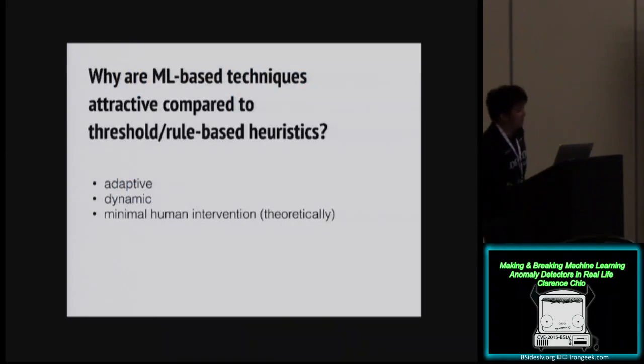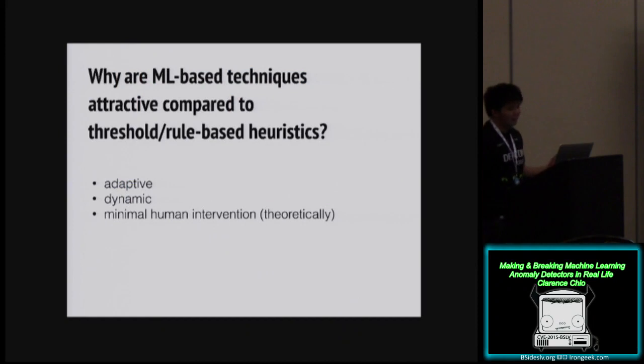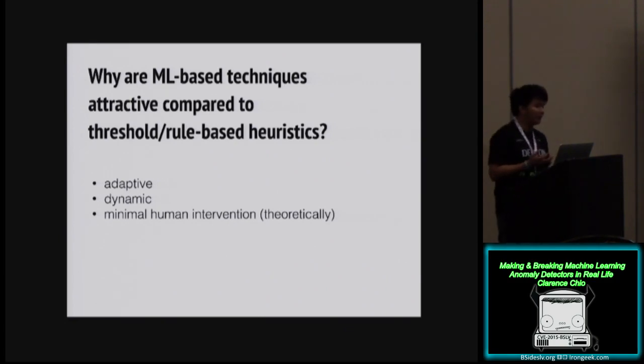So why are machine learning-based techniques so attractive compared to heuristics? For one, they're adaptive, as mentioned earlier. Adversaries can't just devise an attack strategy that flies under the radar such that you can't detect them. They're more dynamic in the sense that it adapts to the traffic, especially when you have a model that goes through online learning. Online learning in this context means that you have a model that goes through a constant and ongoing learning, so the model adapts to your current traffic.